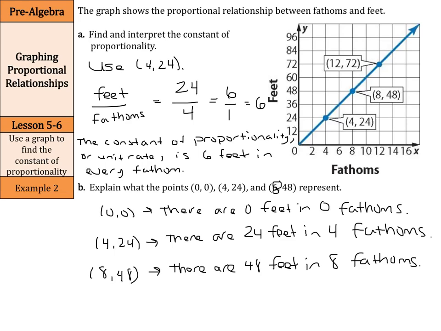So, define and interpret the constant of proportionality. Pick any of these points. I like to work with smaller numbers a lot, so 4, 24. Set up change in y over change in x here, 24 over 4, 6 over 1, which is 6, which means the constant of proportionality, or unit rate, is 6 feet in every fathom. And then for each of these points, interpret what it means. That's it. Good luck.